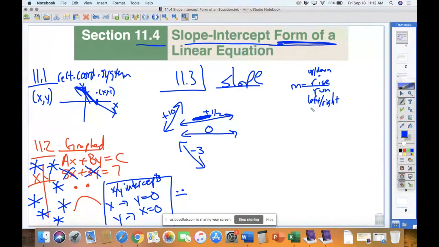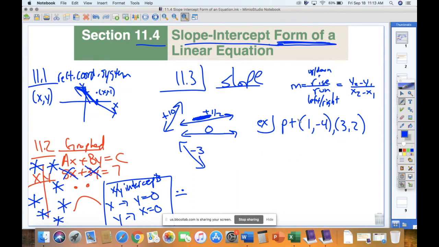So along with slope, some things they got into was, hey, maybe we're given 2 points. Can I find the slope using the slope formula? And that formula was y2 minus y1 over x2 minus x1. So an example that you should have seen was, what if we had the point (1, -4) and (3, 2)? And I want to find the slope between those 2 points, the slope of the line that goes through those 2 points.